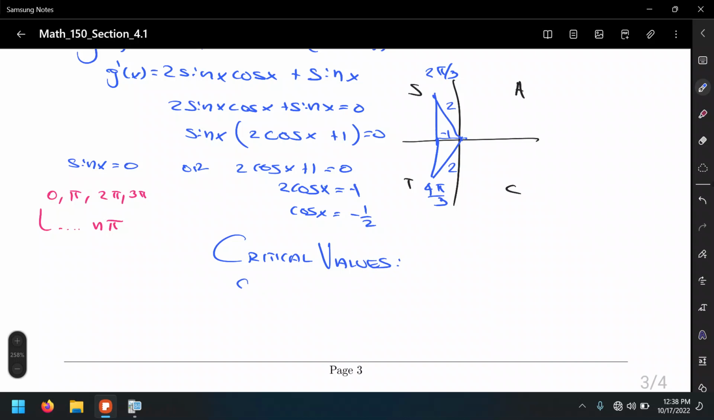These are going to be of the form n pi, or 2 pi over 3 plus 2n pi, because essentially we'll be adding multiples of 2 pi to get back to the same point where 2 pi over 3 is. And likewise for that last piece of information, that's 4 pi over 3 plus 2n pi. And that's going to give us the set of critical values.